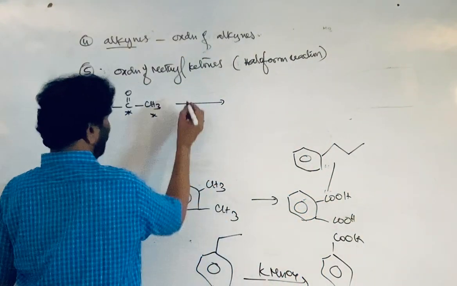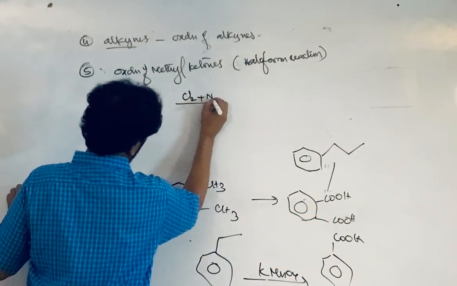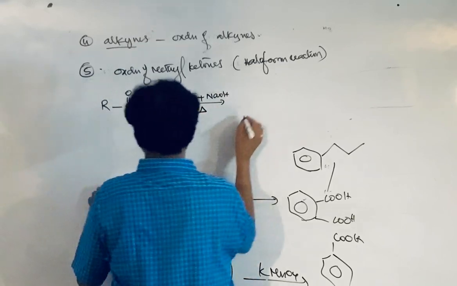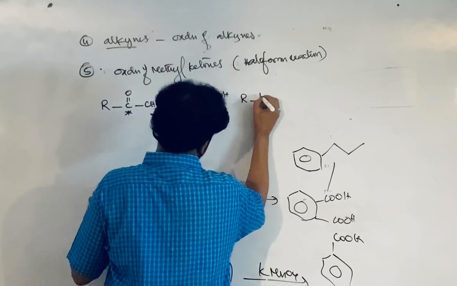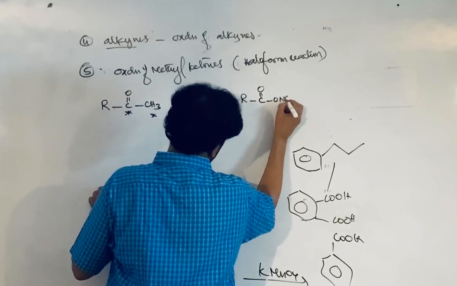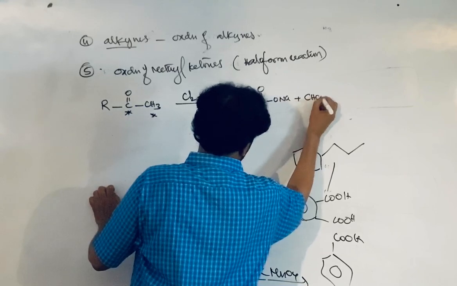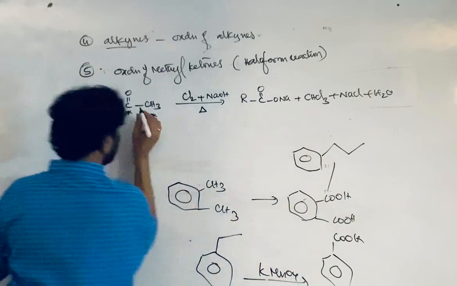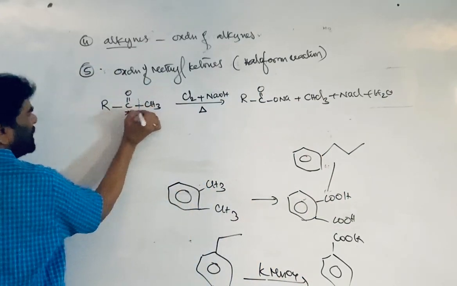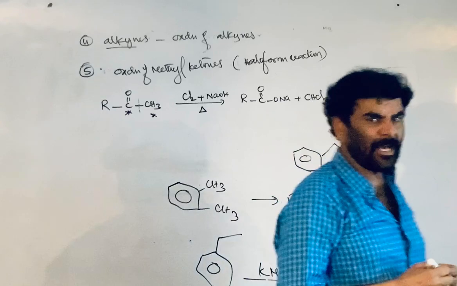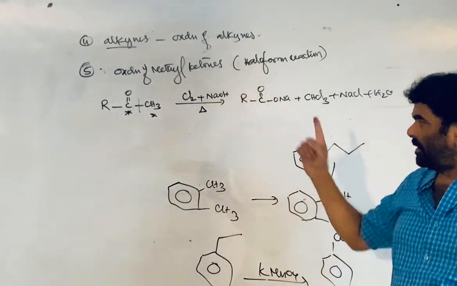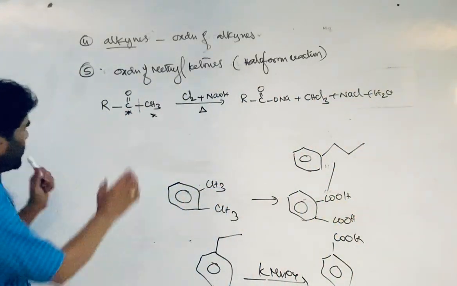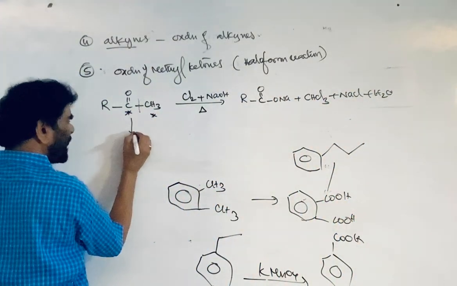Now we are conducting the haloform reaction. If you treat with chlorine and sodium hydroxide, it's the chloroform reaction, on slight warming, not big heating. RCOONa plus chloroform plus NaCl and water are formed. This is nothing but cutting the C-C bond around the ketone carbon, the carbonyl carbon. But a methyl group should be attached to the carbonyl carbon of the ketone.